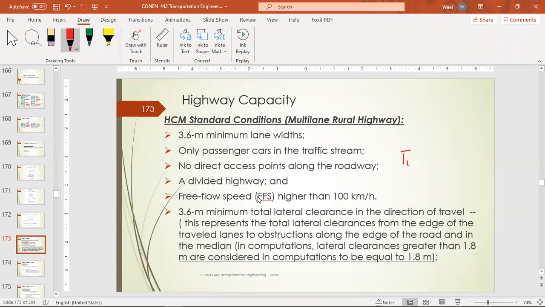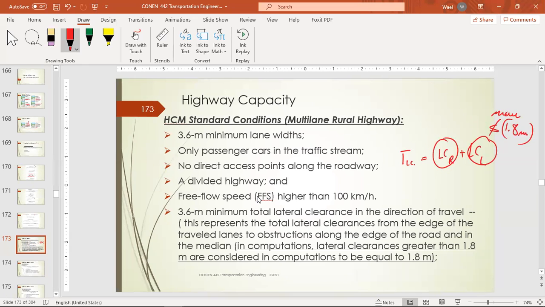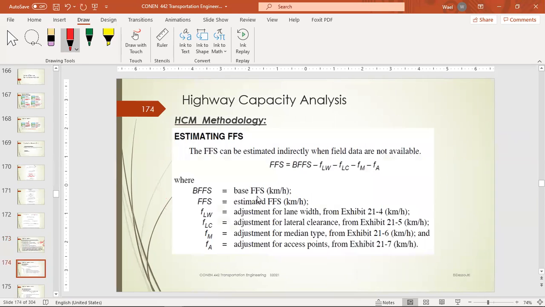total lateral clearance equals the lateral clearance right plus the lateral clearance left, and taking into consideration that each of these should be less than or equal to 1.8 meters, a maximum for each. The maximum is 1.8 meters. That means if you have a shoulder that is 3 meters, we take only 1.8 and we plug it in here. Okay? And we had examples on that.